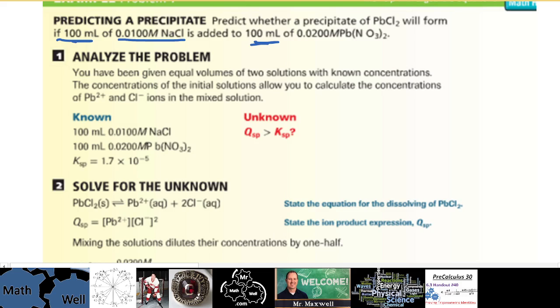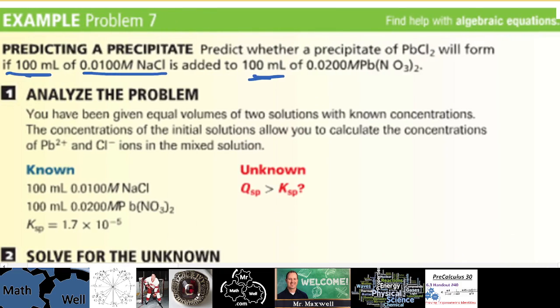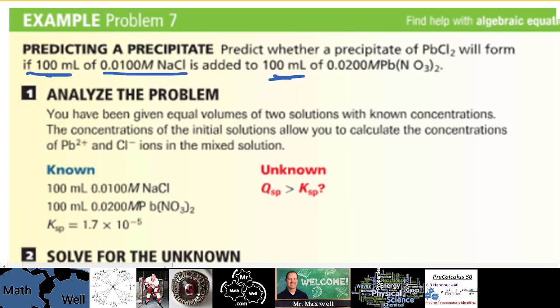Okay, predicting a precipitate. I'll just walk you through this sample problem and then you'll get a chance to work on this on your own. Predict whether a precipitate of PbCl2 will form given 100 milliliters of 0.0100 molar NaCl when that's added to 100 milliliters of 0.0200 molar lead(II) nitrate. Okay, so this is the kind of question that you'll see.